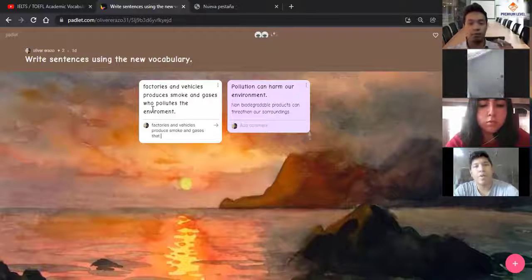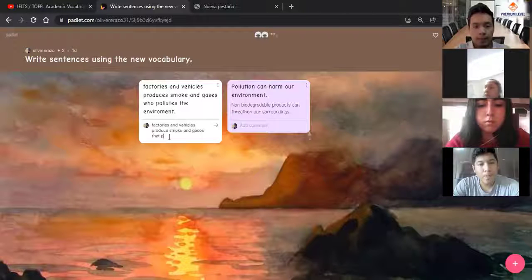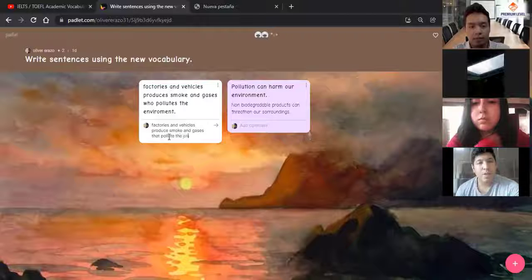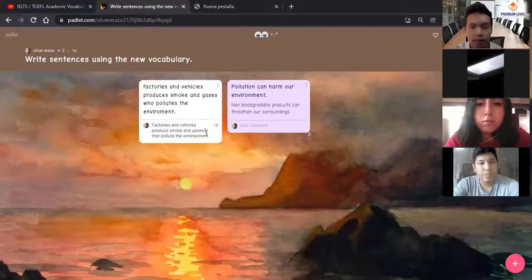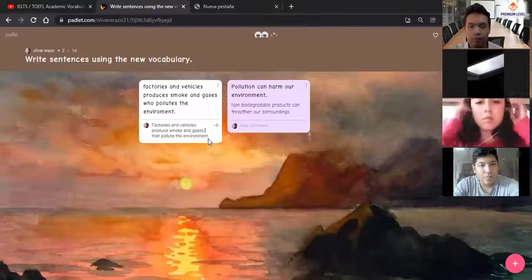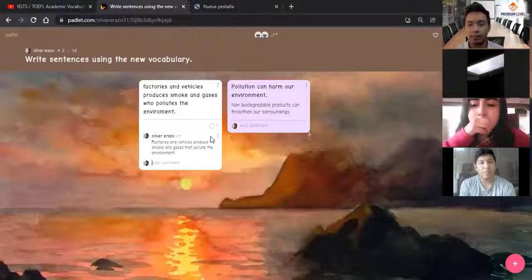We use who when we're talking about people, all right? Remember that. So that pollutes the environment. All right, and it would be like this. We just add the capital letter probably, and it would be: Factories and vehicles produce smoke and gases that pollute the environment. Nice, great, okay.